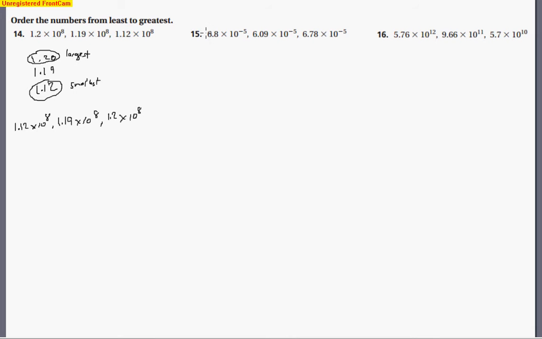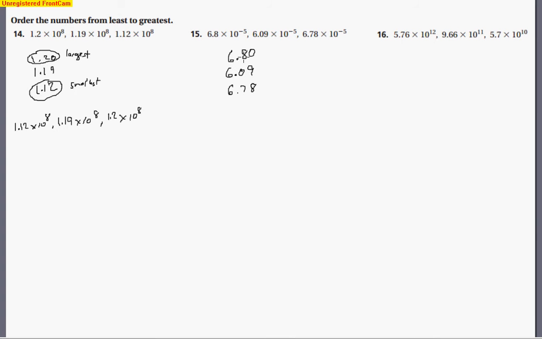So looking at this one, I have the same situation. All the exponents are the same. So when I compare them, I'm comparing the multipliers. I'm looking at the 6 and 8 tenths. I'm going to write 80 hundredths because I see 3 values for this other one. 6.09 and 6.78.